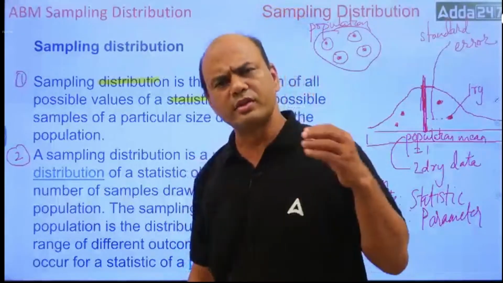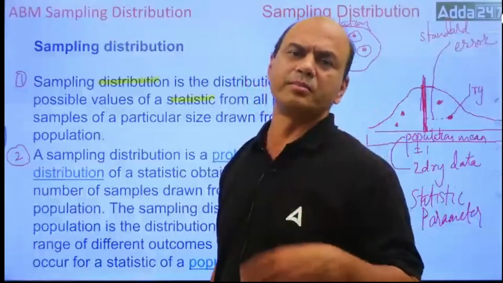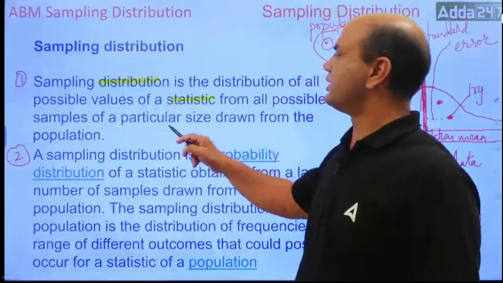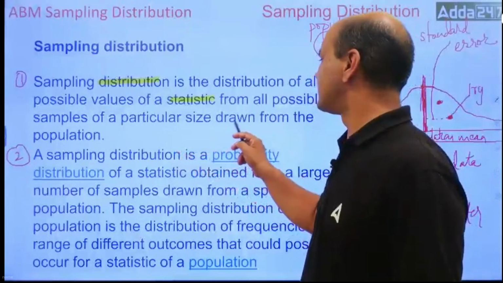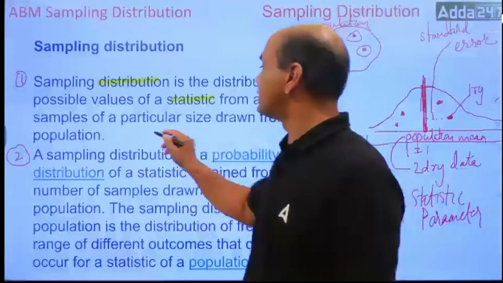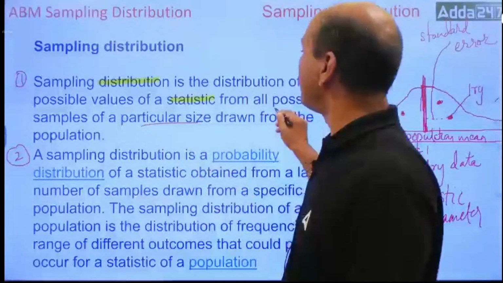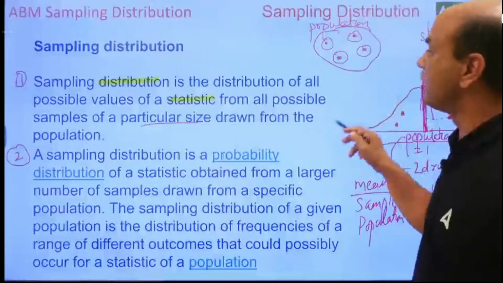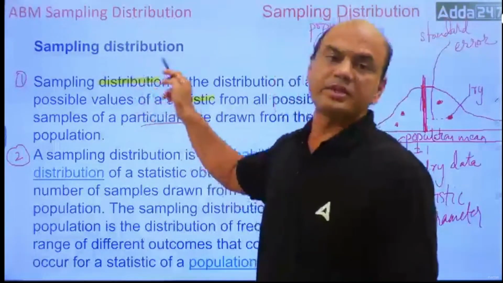These two will definitely always be there now. In the complete module, they will be there. So statistics from all possible values of samples of a particular size drawn from a population. Particular size. Now what do you mean by this? From all possible samples. Whatever the samples are, I'll take the distribution. What do you mean by this word distribution?